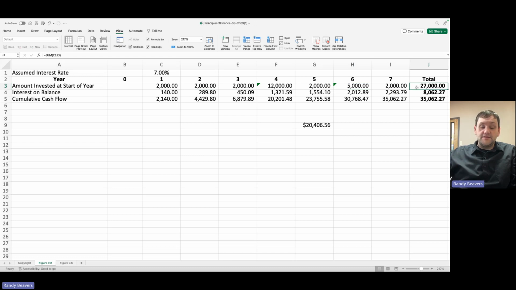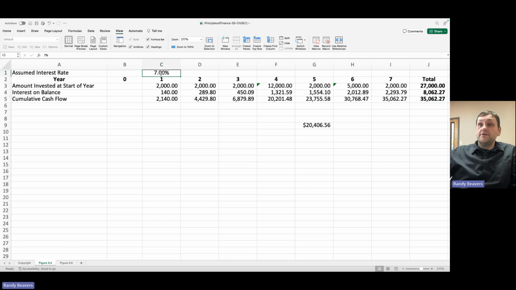However, this does not take into account the time value of money. So what we do is we calculate the interest on the balance every year, and we add up the principal plus the interest. So we can see over time, we don't wind up with $27,000, but at a 7% interest rate, with all the interest on that account plus all the things that we add up over time, you get just over $8,000 in interest with a total cumulative cash flow of over $35,000.